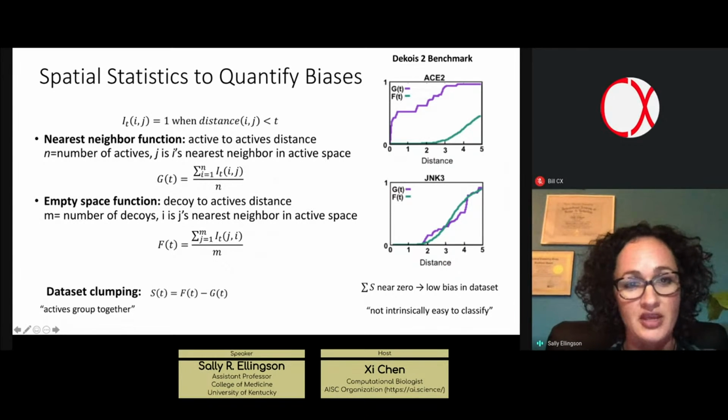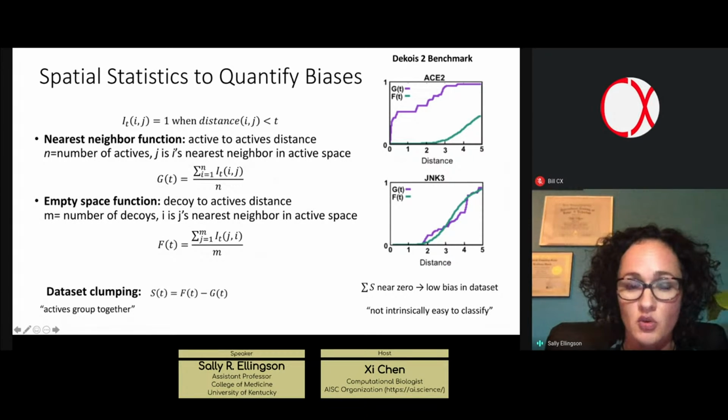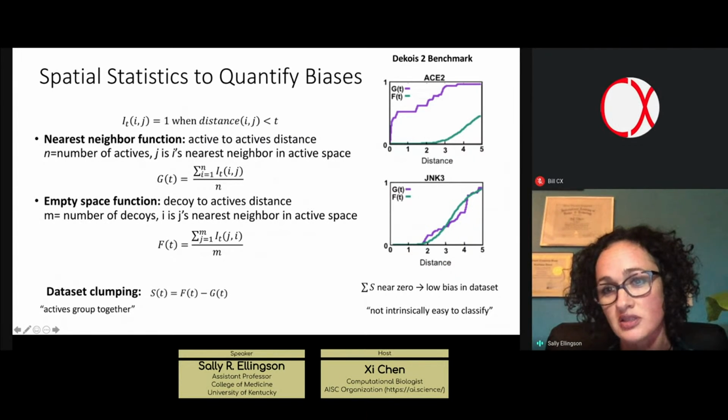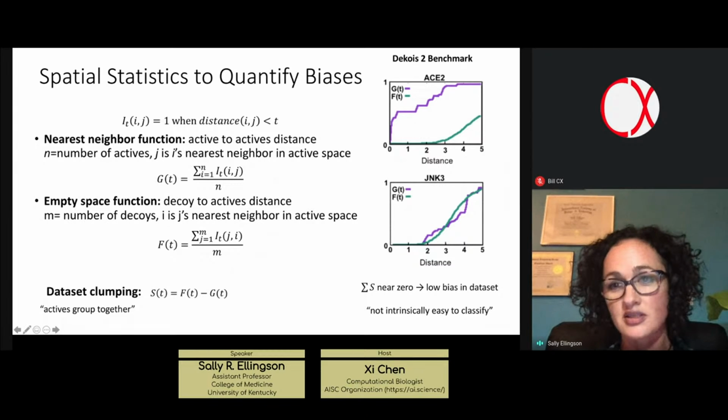And then the empty space function, f of t, is the decoy to active distance. So this shows the portion of the decoys that are close to an active. We can see here on the top example that the f of t stays close to 0 until nearly after a distance of 2, meaning that all of these decoys are very dissimilar to the actives in the data set. And you can see that they never get to be close to each other. So this is an example of a bad data set that's very easy to classify.